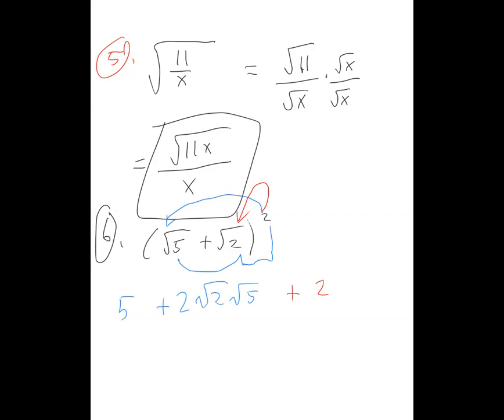And then you combine the like terms 5 and 2, that's 7. And then you combine the two radicals that are both square root radicals. So the square root of 2, square root of 5 is really just the square root of 10. So you combine the numbers and you combine the radicals and you get 7 plus 2 square root of 10. Perfect. Now, number 7.